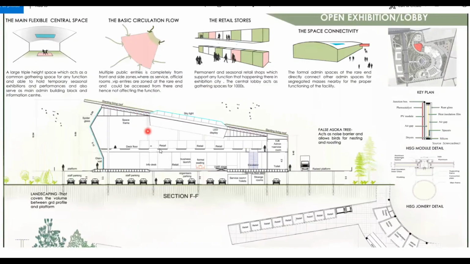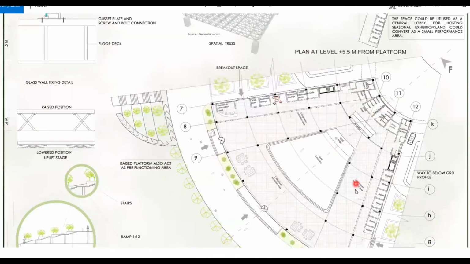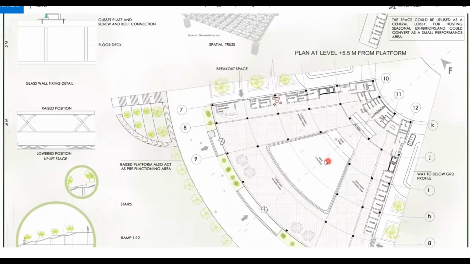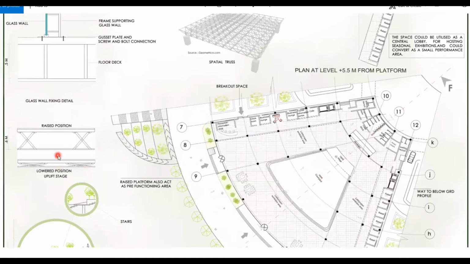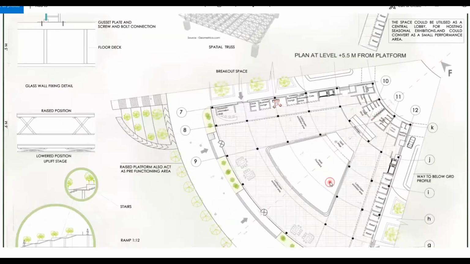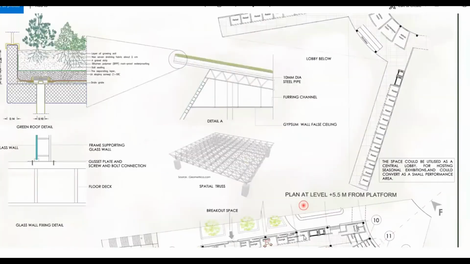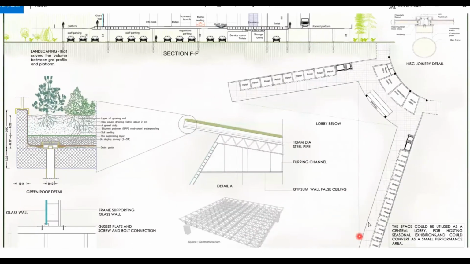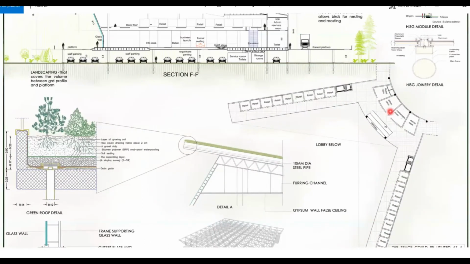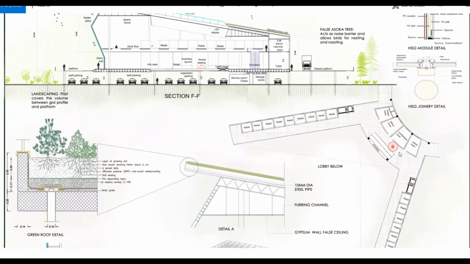We can see that in this section. This space is provided with an uplift stage, which could be raised to its raised position, and could host a small scale performance area, and people could sit or gather around the steps and watch the performances. On the deck floor level, several retail stores, a guest room, admin room, and conference room are also provided.